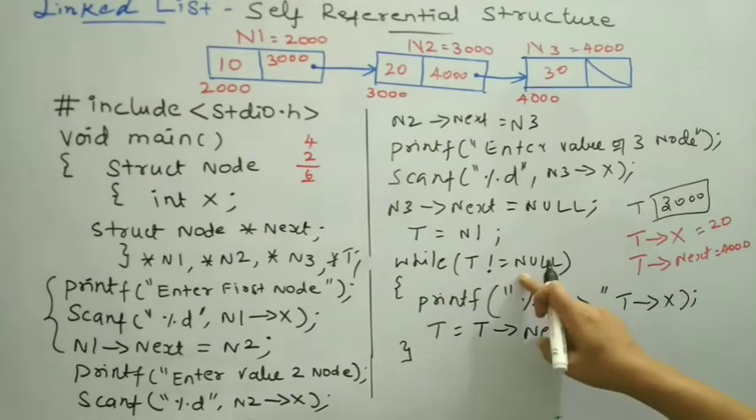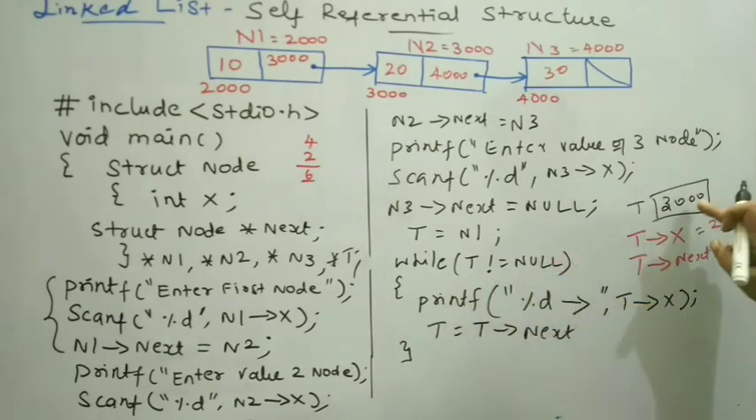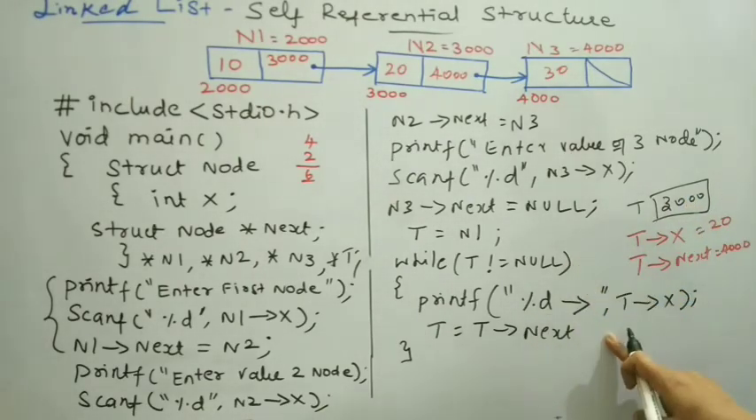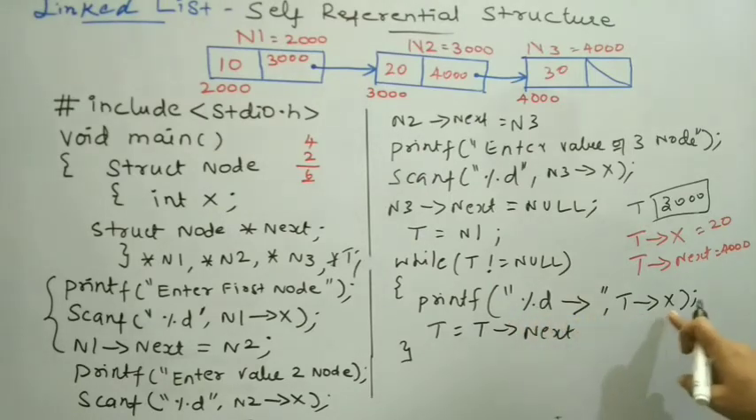Again and again repeated, it will execute the statements inside the while loop until this condition is satisfied. Now check for the condition t not equal to 0. What is the value of t? T is 3000. It is not equal to null. The condition is satisfied, so I am getting inside. Now print the value of t of x.